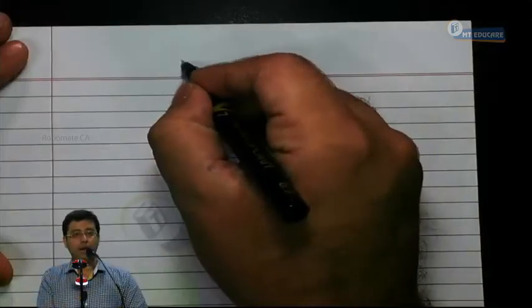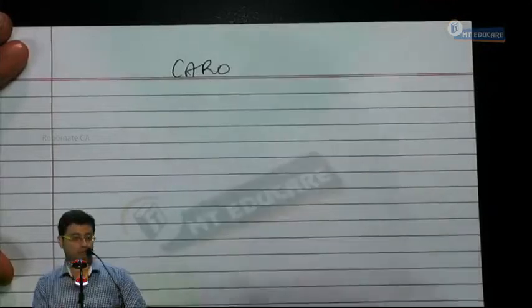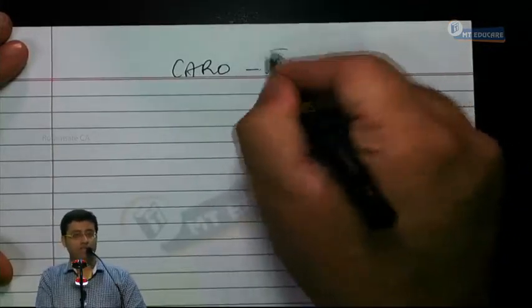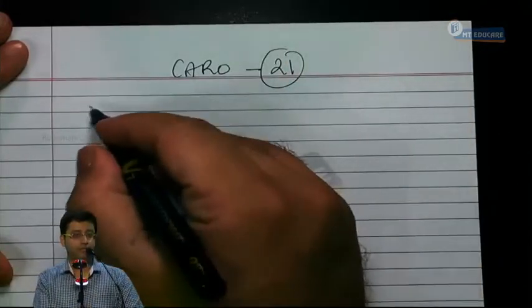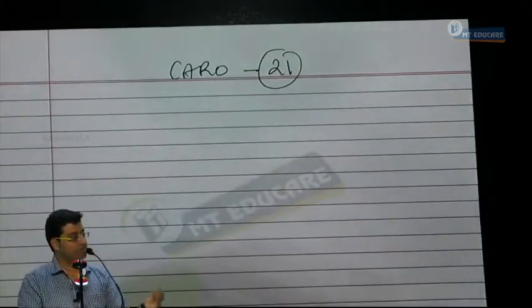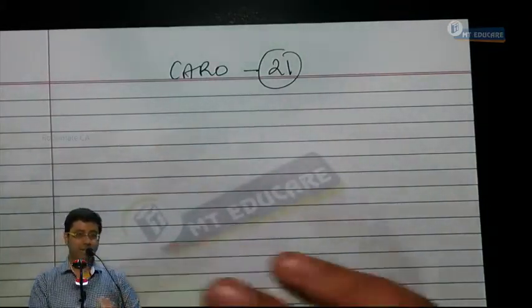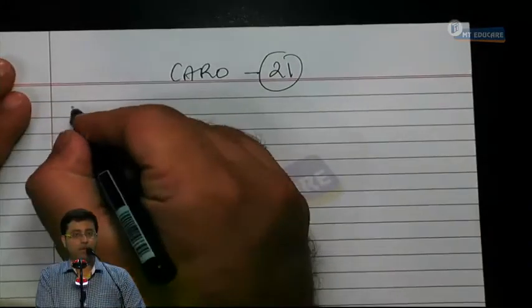Tell me, CARO has how many points? Okay, we'll have to discuss one by one, so please pay attention. Now, if you allow me to speak for some time, I will allow you to go fast, otherwise I'll make you sit. Clause number one.